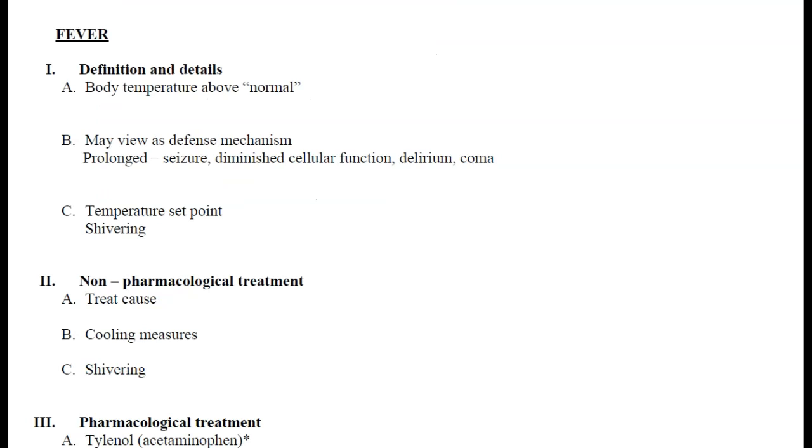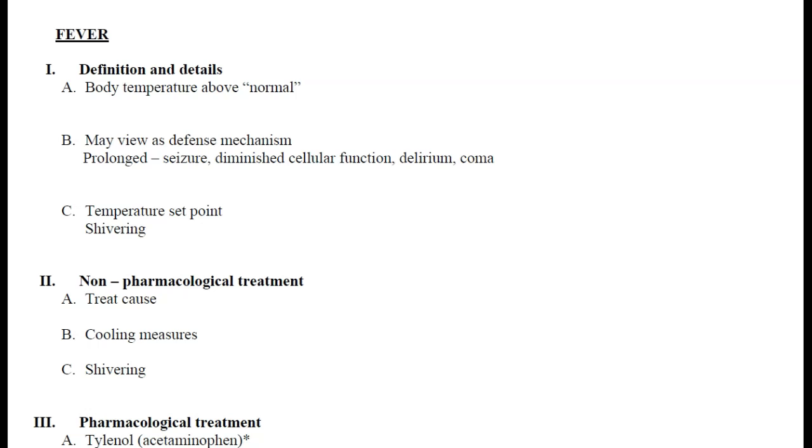Now we're going to talk about fever. So what's fever? The definition of fever is basically a body temperature that's above normal. What's normal will depend on the patient's age and also on the reference that you're going to be using. So fever is also a defense mechanism. It mostly happens during viral or bacterial infection. And so by raising the temperature, it's our body's way of fighting viruses and bacteria.